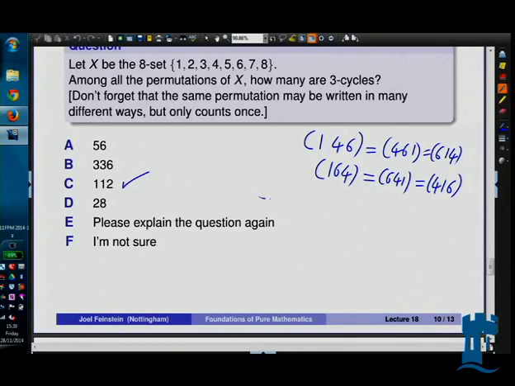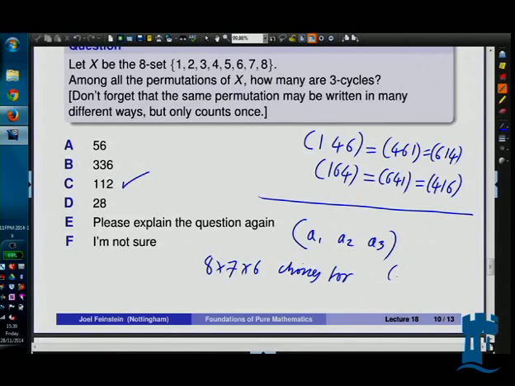So let's see if I can persuade you why. I'll give you 2 arguments for this. One is you're looking for A1, A2, A3, and at first you think, I've got 8 choices for A1, 7 choices for A2, and then 6 choices for A3. So it looks like 8 times 7 times 6 choices for A1, A2, A3, which is true if you care about the way you write it. But you get each of the 3 cycles 3 times this way.